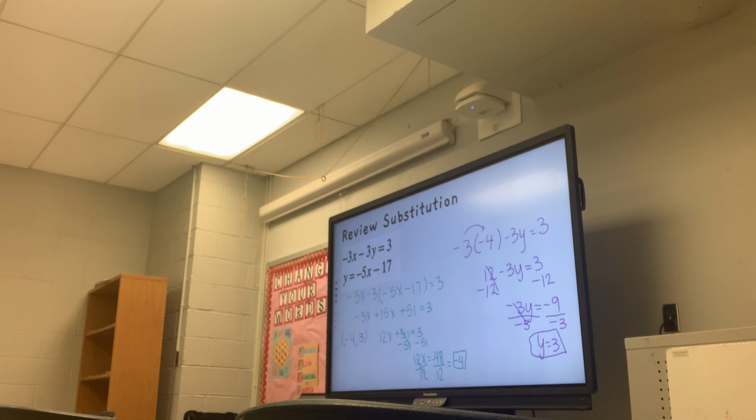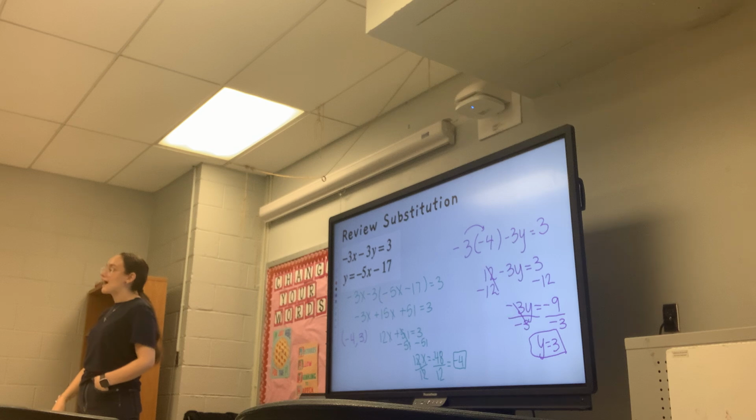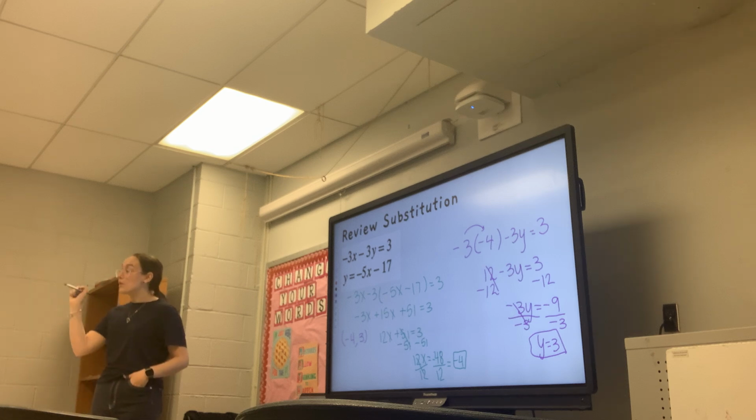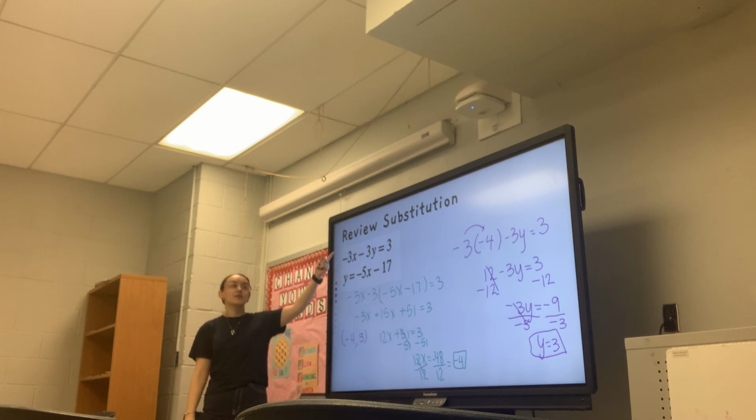So the Regents wants you to let them know that you know that it's a coordinate point. It's not just values, it's a coordinate point. So remember last week how we did graphing? We found a point of intersection. That's exactly what we're doing. But instead of graphing, what method are we using? Substitution.